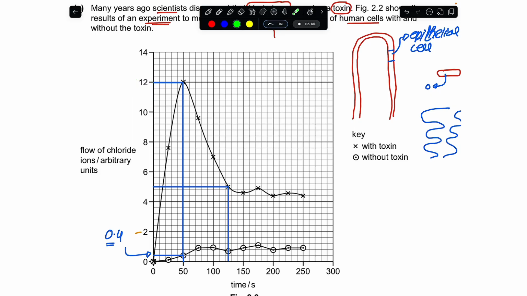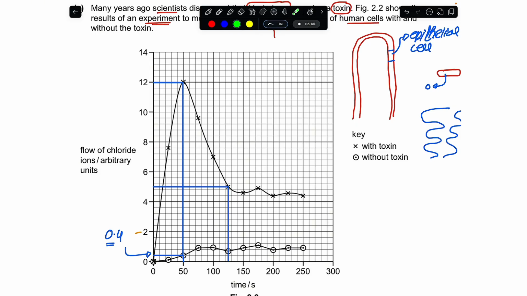What I see next is that from time 50 to between 100 and 150, the time would be 125 seconds. So between 50 and 125 seconds, there is a rapid decrease in the flow of the chloride ions. How much would that be? You would say that it decreases from 12 arbitrary units, and at 125 seconds it comes to 4.5. So here we have three description points.